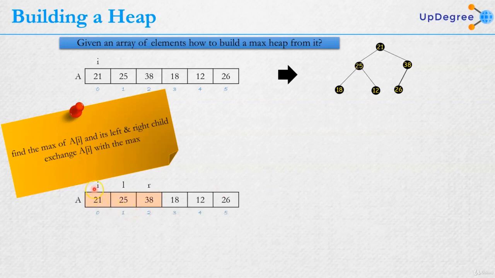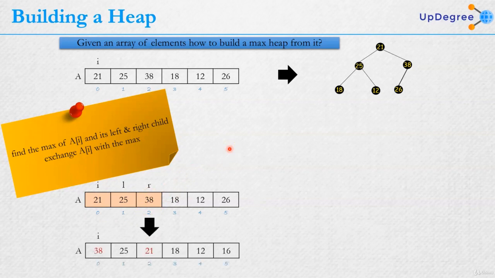So if I is at index 0, its left child will be at 2 times 0 plus 1, which is at index 1, and right child will be at index 2. So we have to find the max of these three: 21, 25 and 38. Which one is the max? 38 is the max. So after the exchange of max with A[I], we have 38 at index 0 and 21 at index 2, and our tree now looks like this. 38 has gone to the root and 21 is its right child.